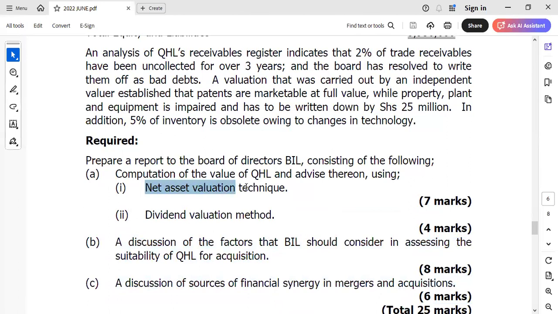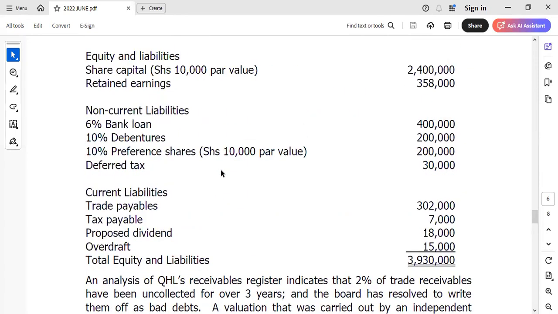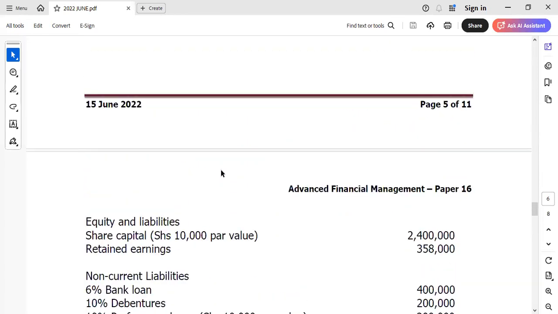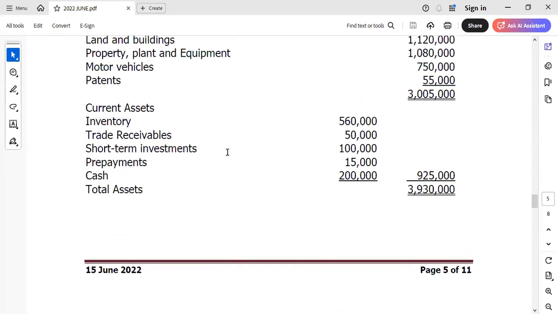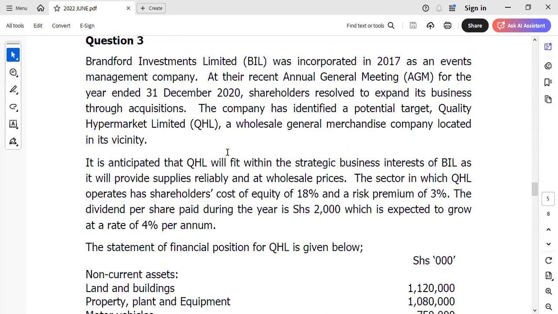We are going to use net asset valuation and the dividend valuation method. These calculations can be easy, but if you miss out one thing, everything becomes very wrong. Okay?